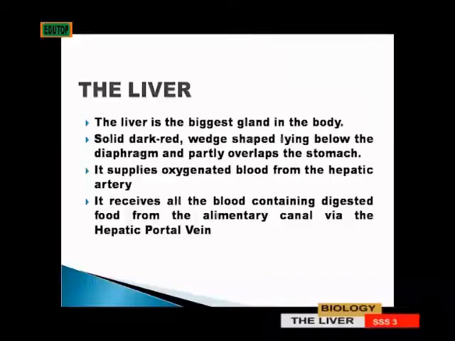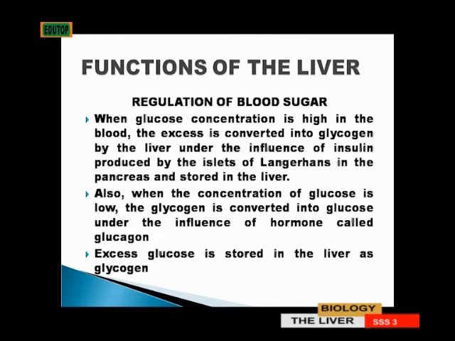Liver. The liver is the biggest gland in the body. It is a solid, dark red, wedge-shaped structure lying below the diaphragm. It partly overlaps the stomach. The liver is supplied with oxygenated blood from the hepatic artery. Then it receives all the blood containing digested food from the alimentary canal via the hepatic portal vein.